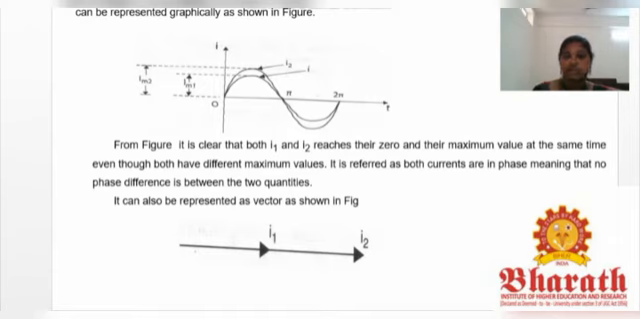See here I have drawn the graph. The x-axis is time and the y-axis is current. So the two currents I1 and I2 are starting at the same instant.